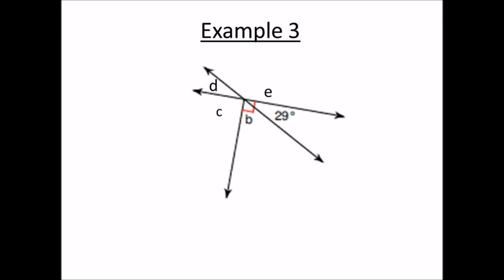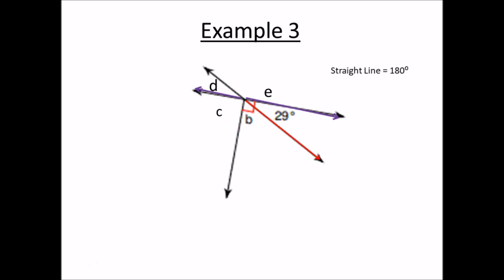I notice that right there I have a little square that tells me there is a 90 degree angle. That means that between this ray right here and this ray, all of this part right here needs to equal 90 degrees. Well, I know that this is 29 degrees because it's given to me. So I can figure out what angle B is, right? Because then I can subtract 29 degrees from 90 degrees, and that will give me 61 degrees. So angle B is equal to 61 degrees.